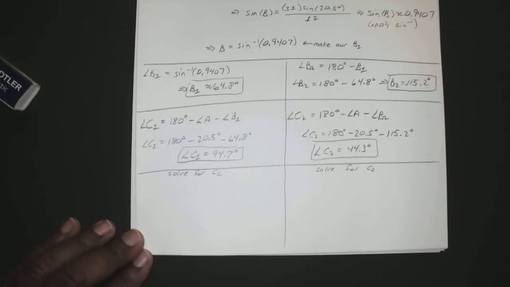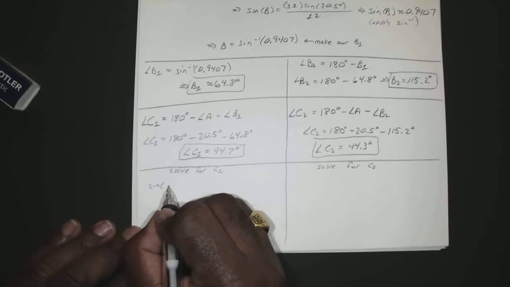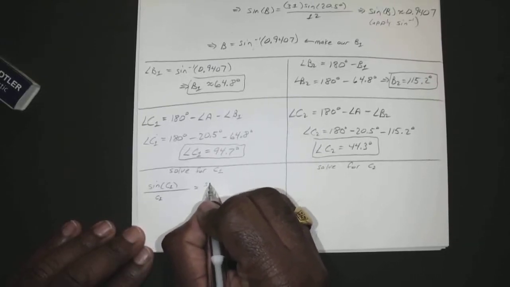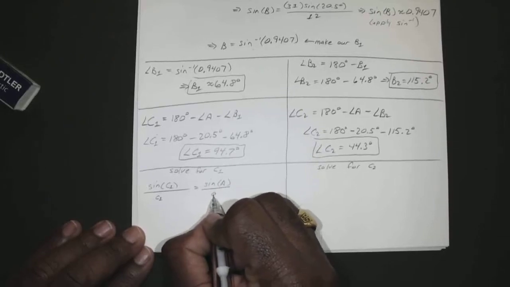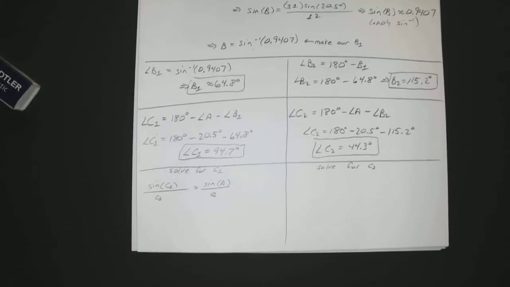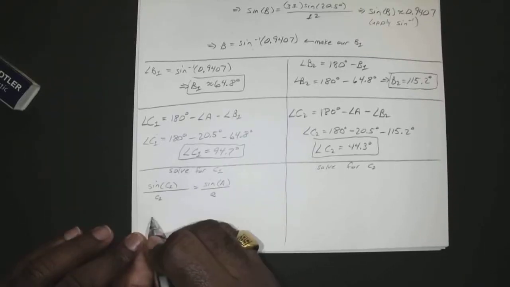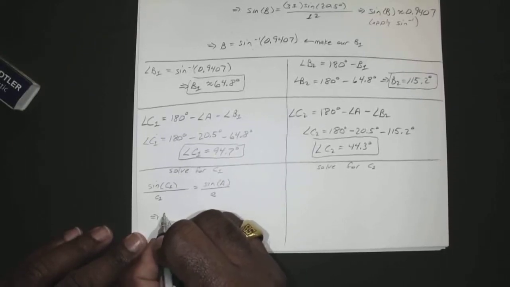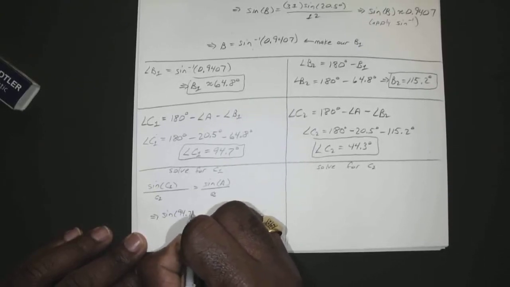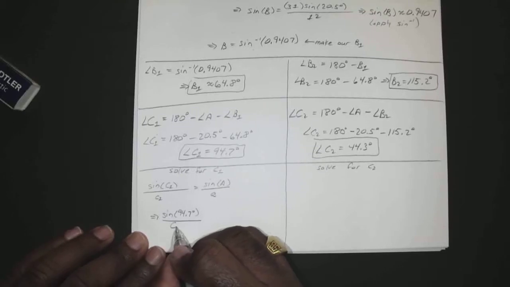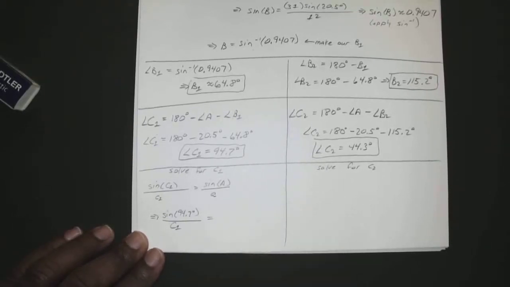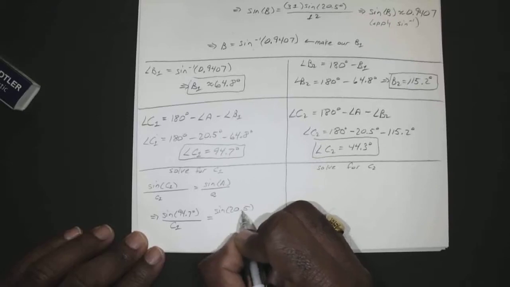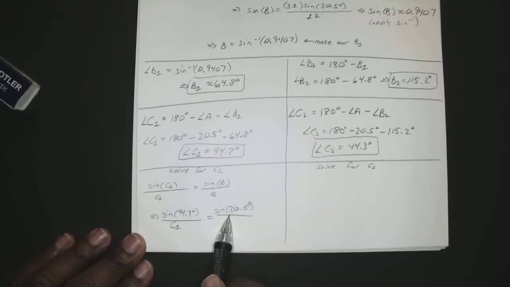Okay, so here we can just use law of sines. Sine of C1 over lowercase c1 equals sine of A over A. So sine of 94.7 degrees divided by c1, which is unknown, is equal to sine of 20.5 degrees, all over side A, which is 12.